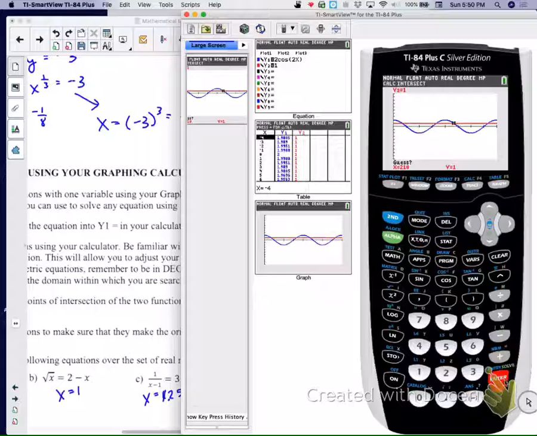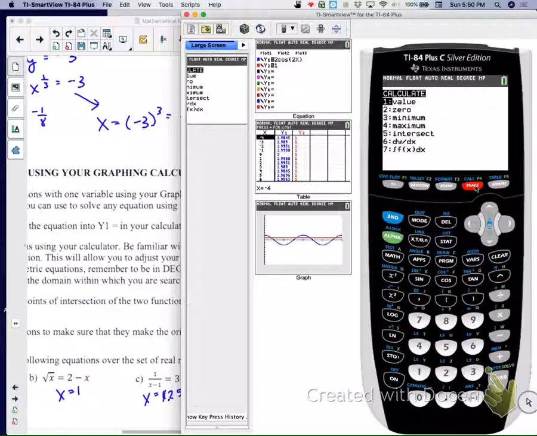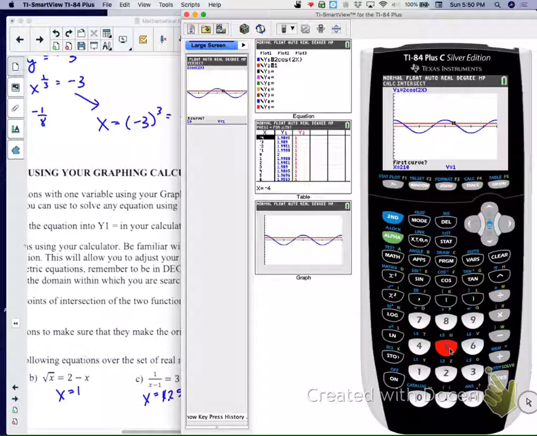Enter, enter, enter. Okay, 210. Oops, wrong thing. Okay, 210. And 330.